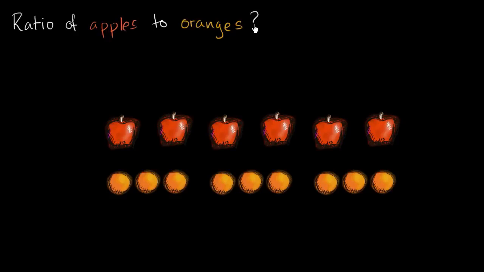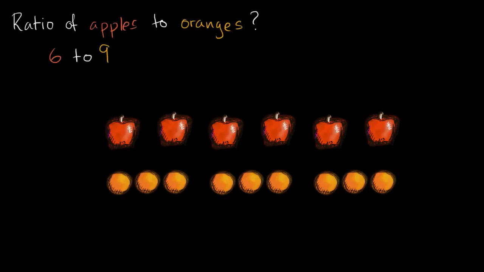So there's a couple of ways that we can specify this. We can literally count the number of apples: 1, 2, 3, 4, 5, 6. So we have 6 apples. And we could say the ratio is going to be 6 to, and then how many oranges do we have? 1, 2, 3, 4, 5, 6, 7, 8, 9. It is 6 to 9. The ratio of apples to oranges is 6 to 9.